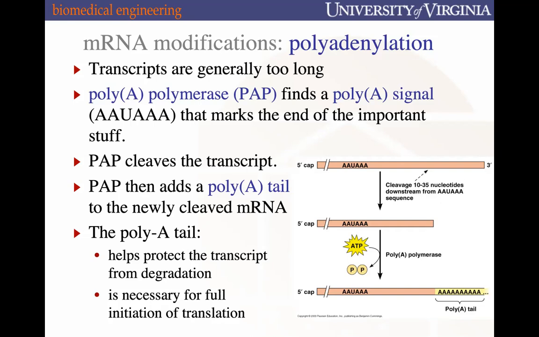And typically the length of the poly-A tail differs based on what kind of cells they are. Prokaryotes can typically be about 30 nucleotides long. For eukaryotes, for us, it's typically 30 to 100.